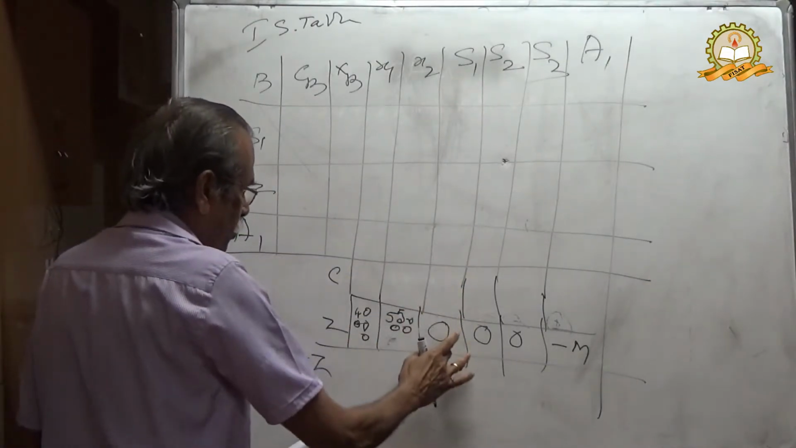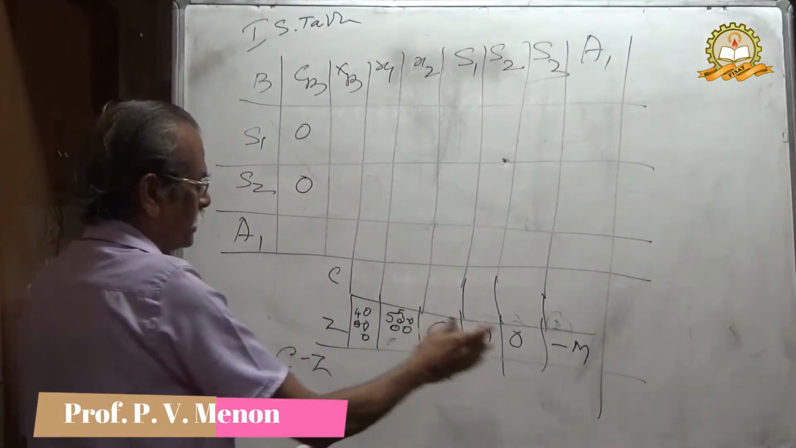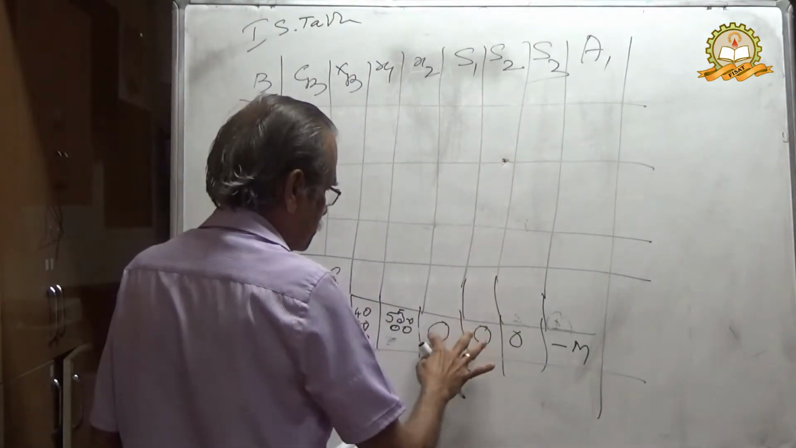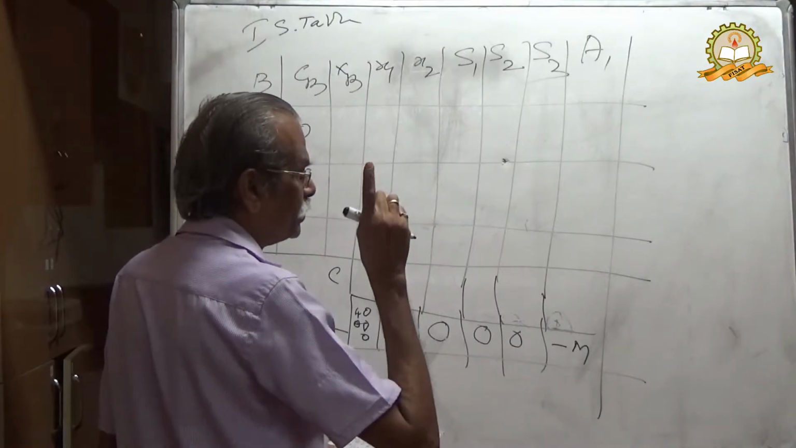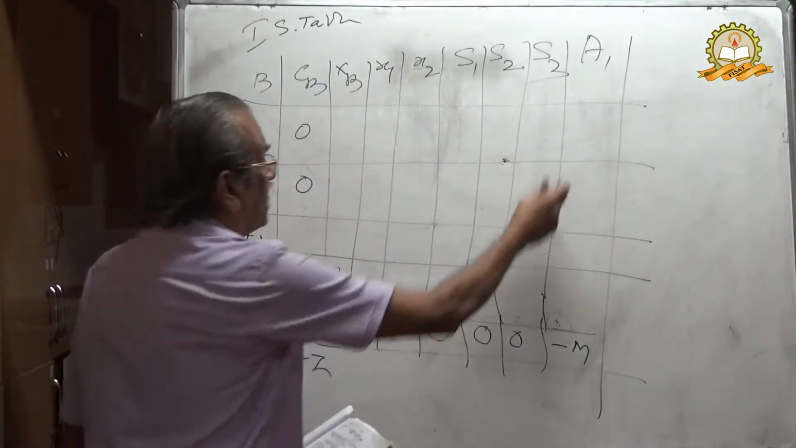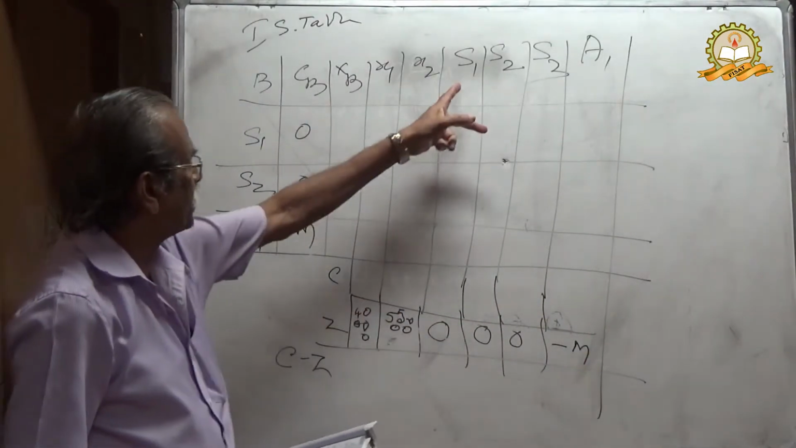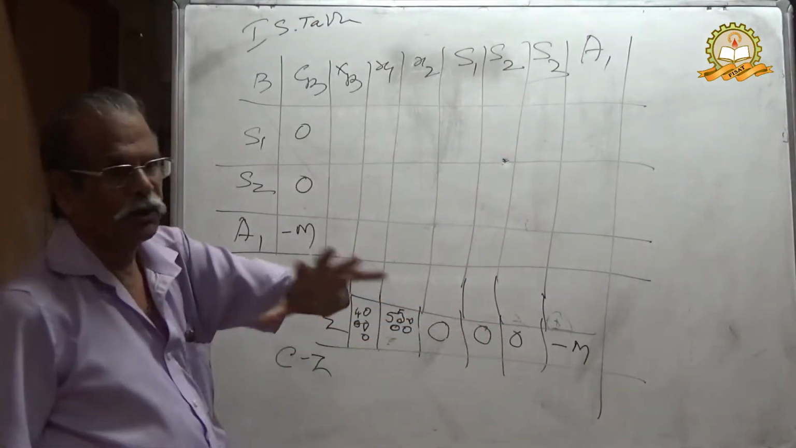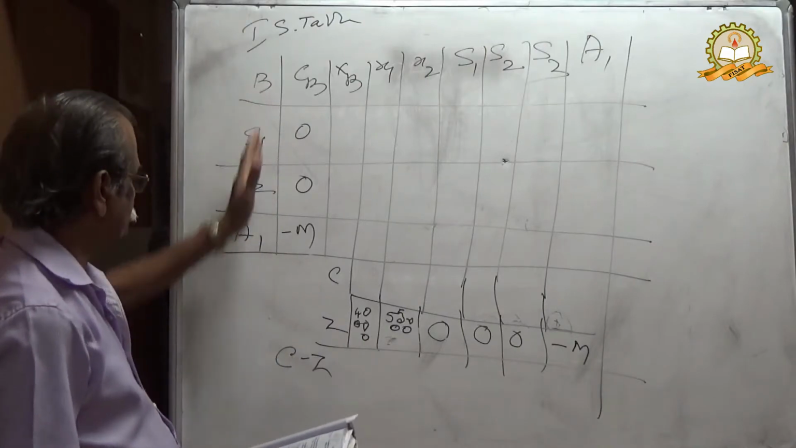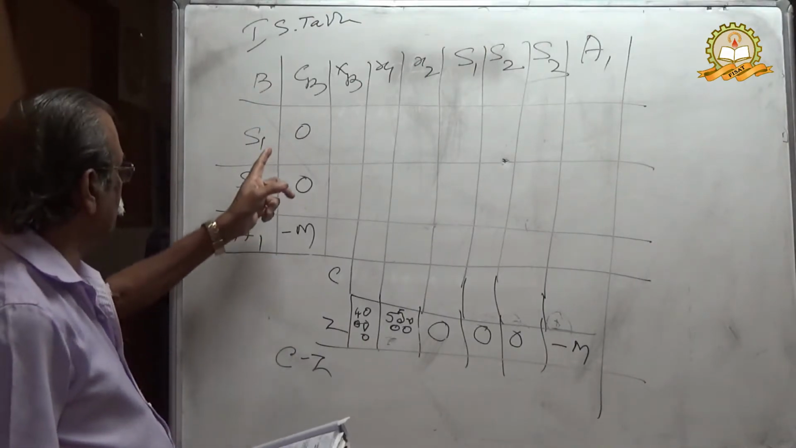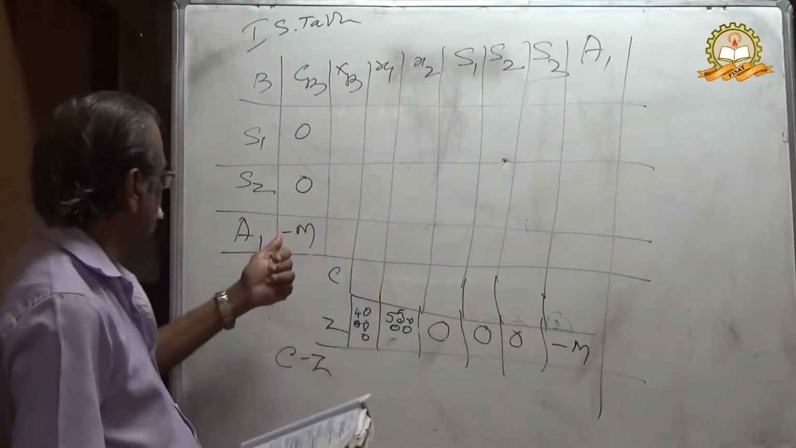Under S1 and S2 the coefficients are 0, 0. In the third equation it was minus S3, then you added the artificial variable A1. Under A1 you have minus M. To cover up negative S3 you have added A1. Therefore the first column B will be defined as S1, S2, A1, and for A1 the coefficient is minus M.